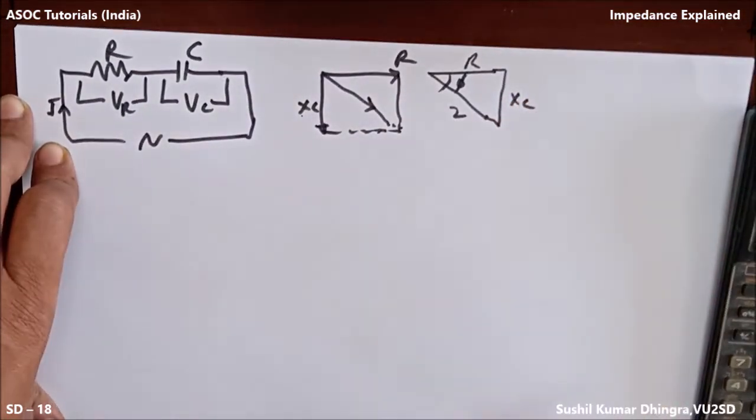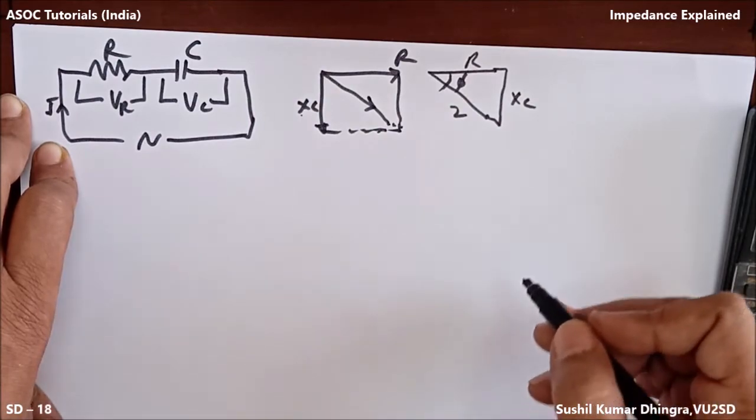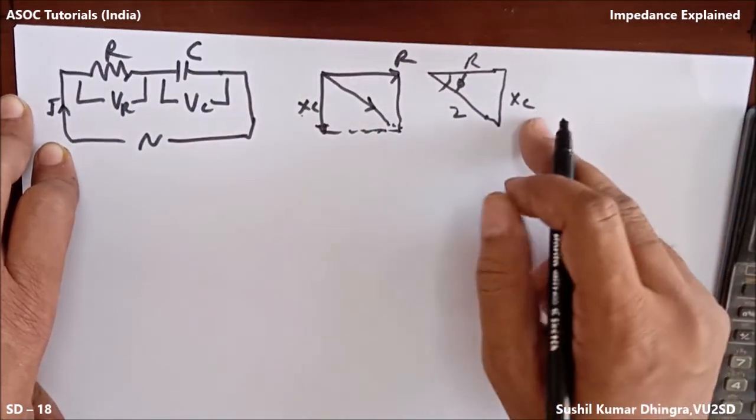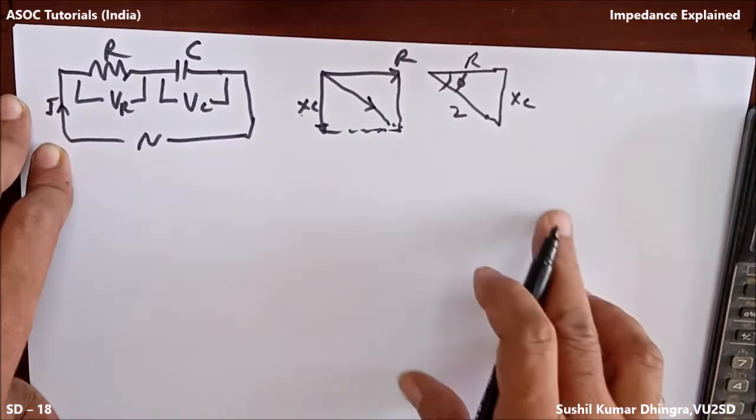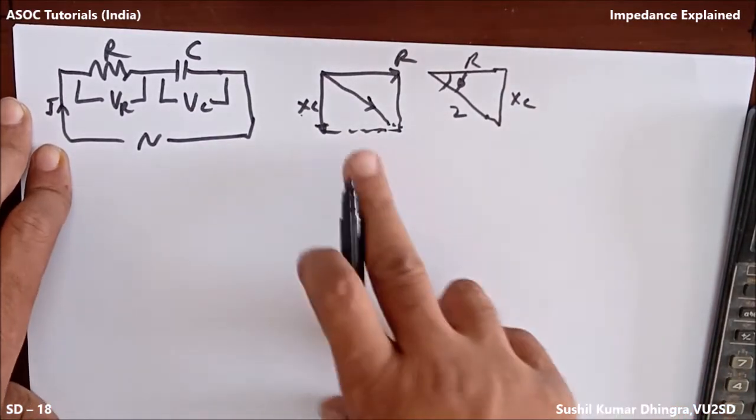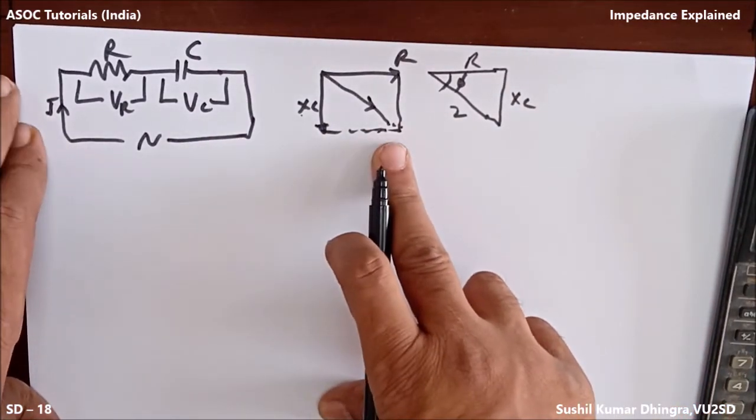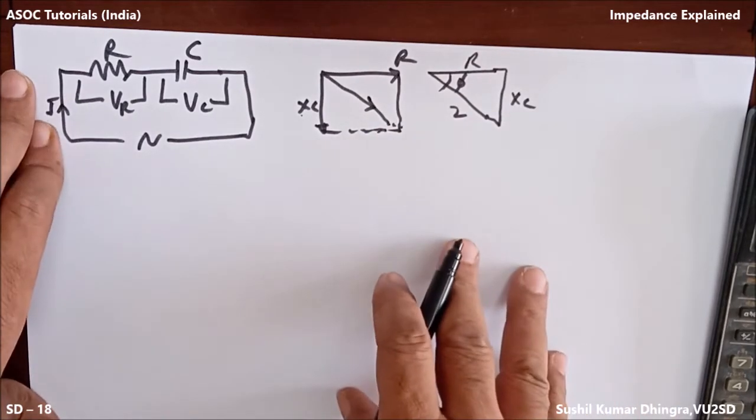This is phi, R by Z, and this is XC. So this is the impedance triangle, and this is the vector diagram. Now coming to the numerical straight away.